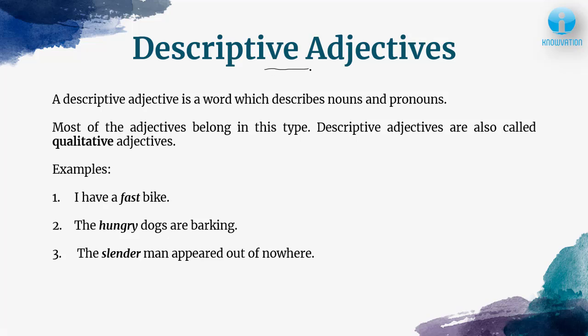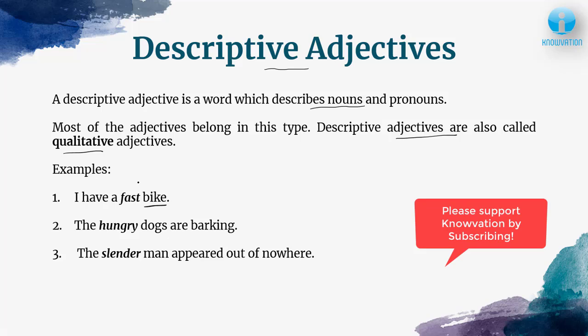Now friends, these are the easiest adjectives and also the most frequently used adjectives. These are the words which describe a noun or a pronoun. Basically, they provide you information related to the quality of the noun or pronoun. So these are also called qualitative adjectives. Let's see their example. The first is, I have a fast bike. Now bike here is the name of a thing, so it's a noun, and how the bike is, it is fast. So it is describing the quality. So fast is going to be an adjective.